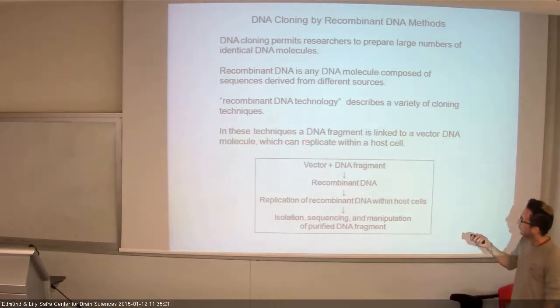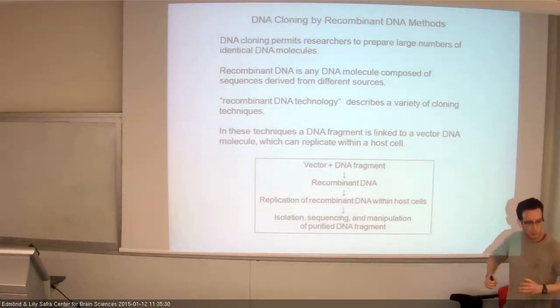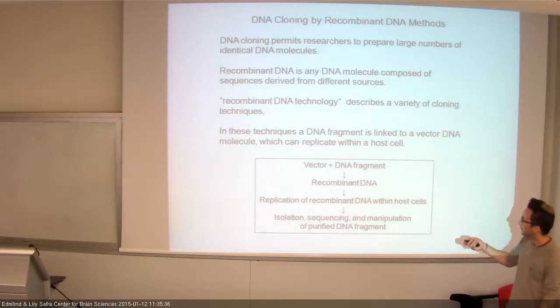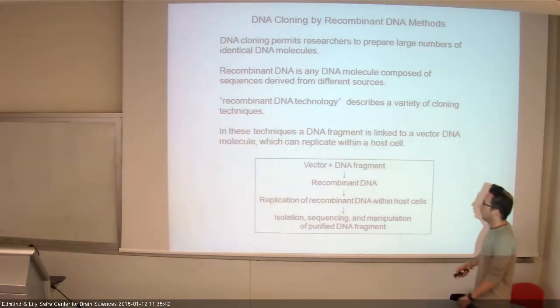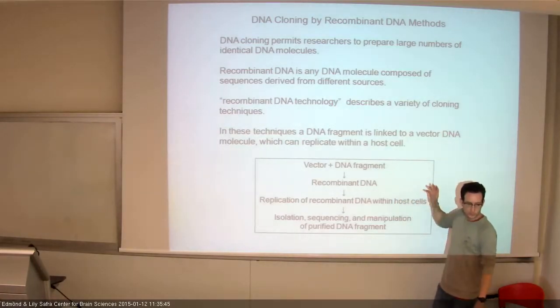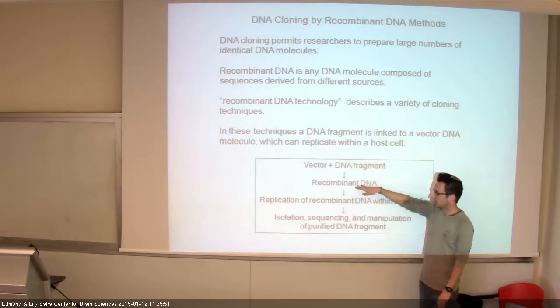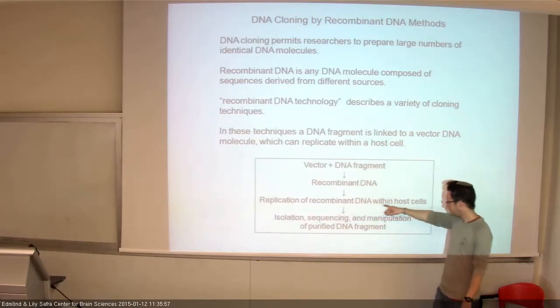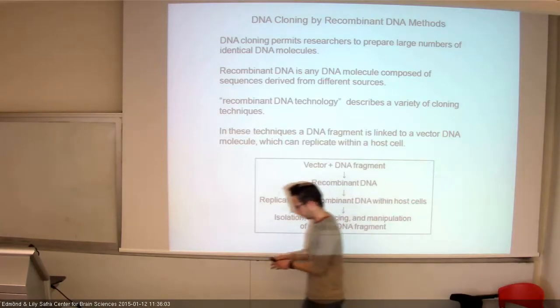In all of these techniques, the DNA fragment is linked to a vector DNA. A vector is the DNA that allows you to deliver, to infect or transfect, whatever information you want into another organism, which will then be replicated within a host cell. There are tons of different protocols, but basically all of them have a vector DNA plus a DNA fragment that gives rise to a recombinant DNA, which is replicated in a host cell, and then you can isolate, sequence, and use your DNA or fragment any way you want.